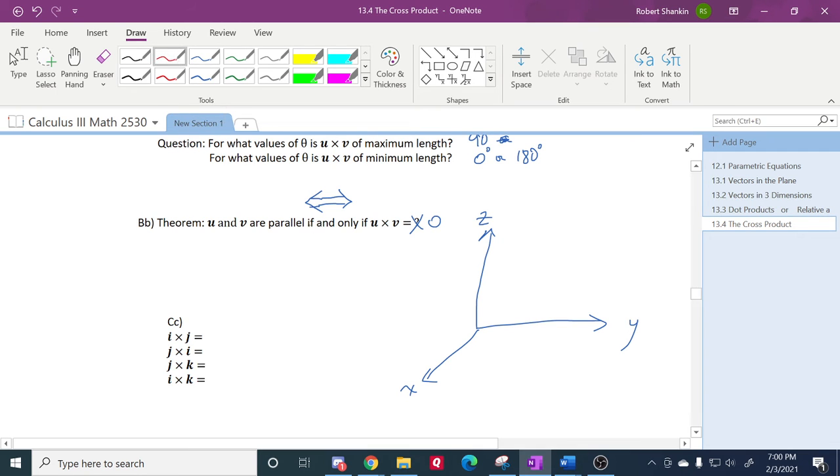Okay, somebody's mic is not muted, getting a little bit of noise.